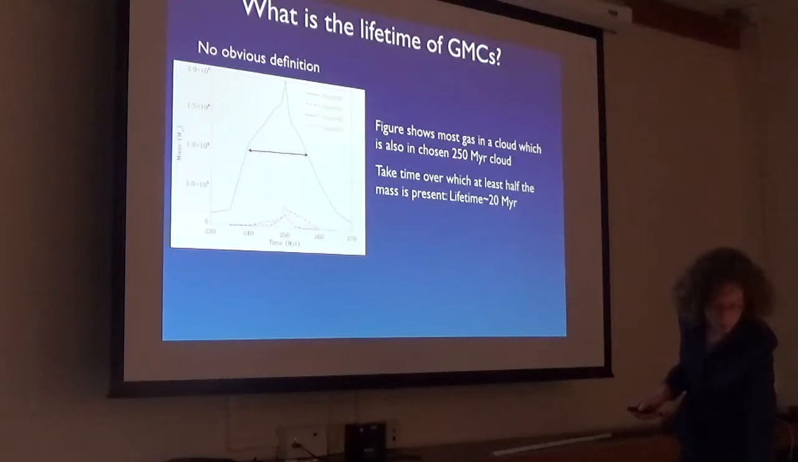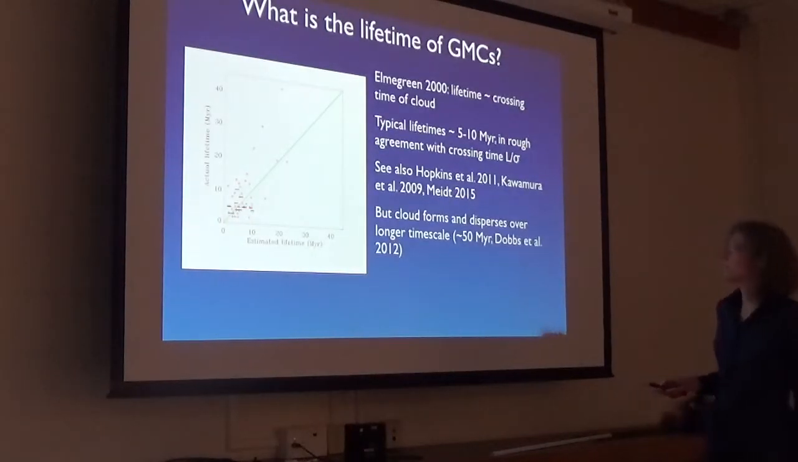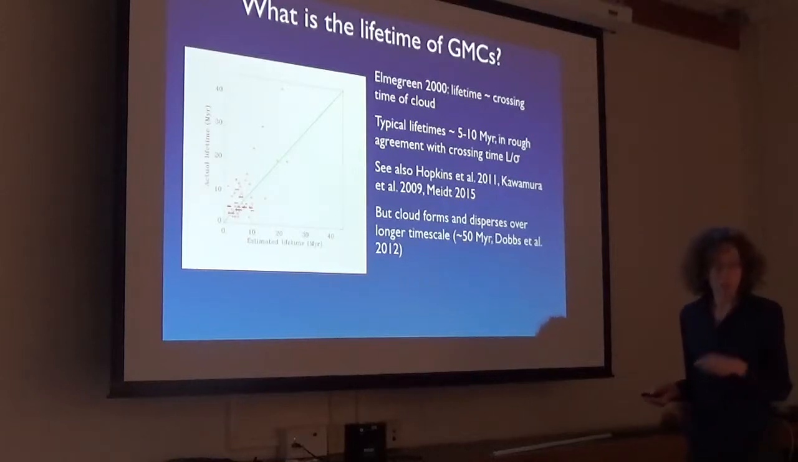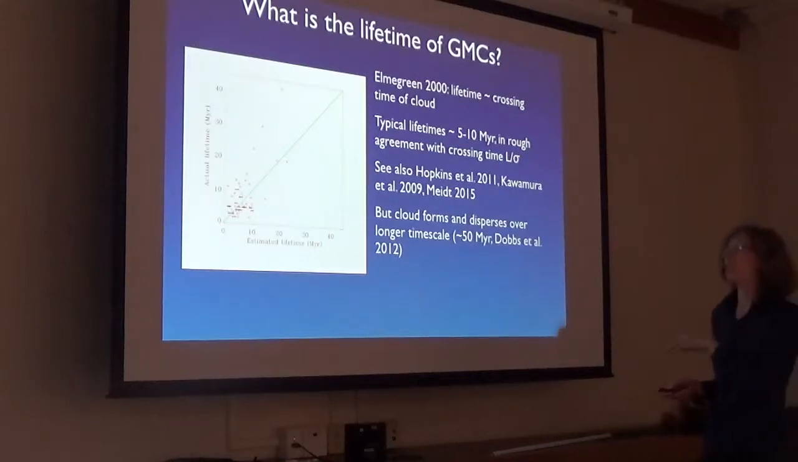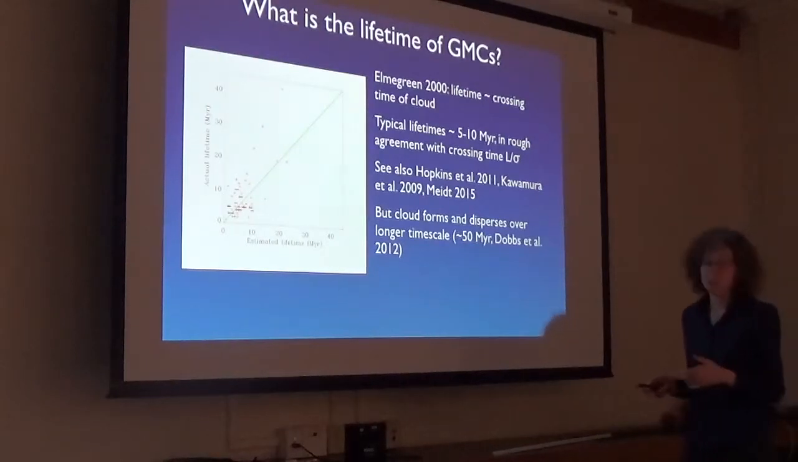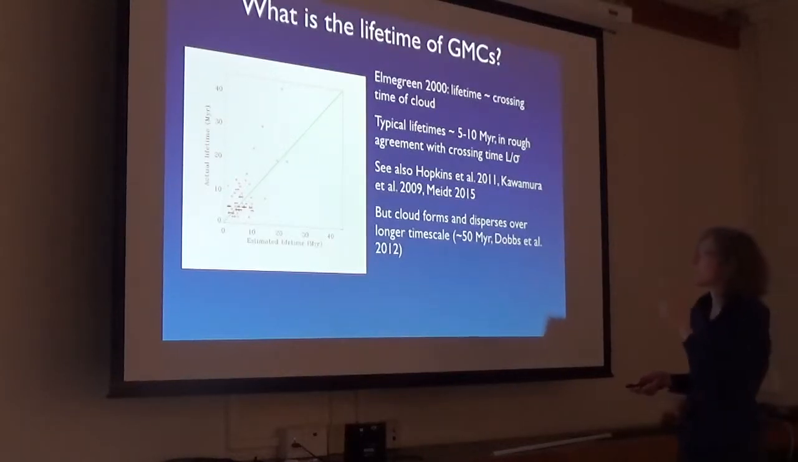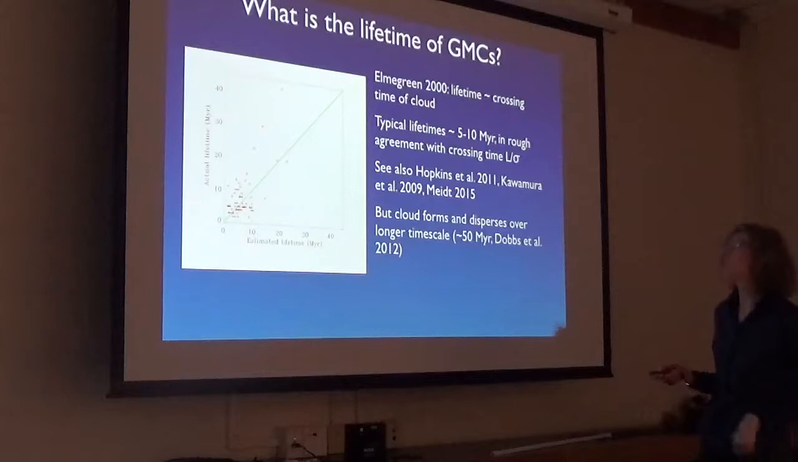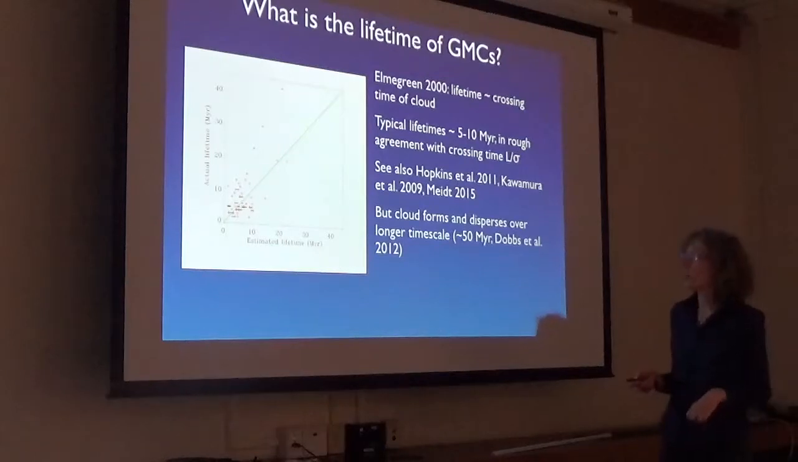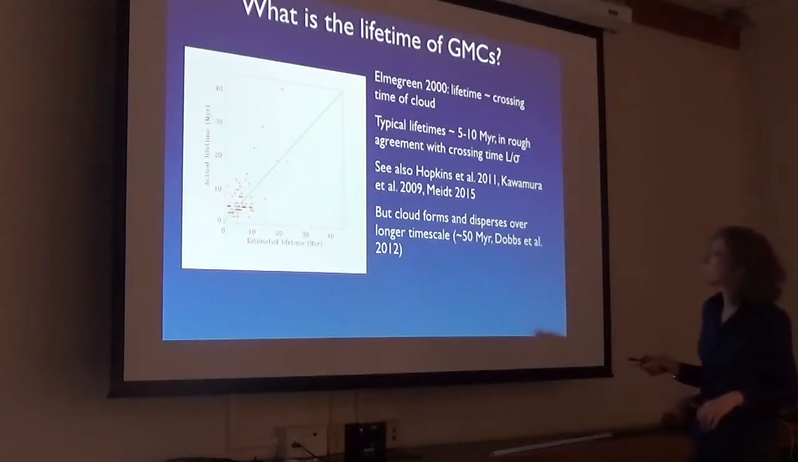And we did that for all the GMCs, and we looked at how that compared with the crossing time of the cloud. Although there's quite a lot of scatter, partly because some of the clouds are a bit more spherical and some of them are quite filamentary, there is some rough agreement between the actual lifetime of the cloud and the crossing time. And so we get relatively short lifetimes, about 5 to 10 mega-years.